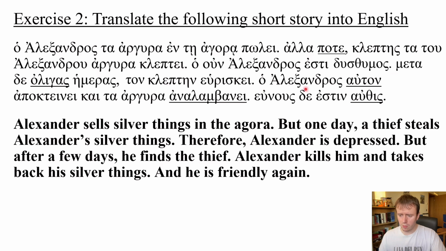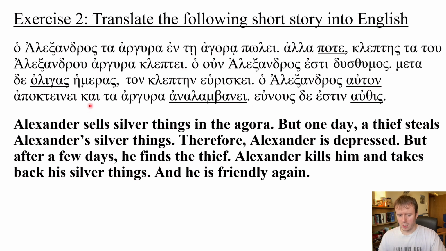Ho Alexandros auton apoktene kai ta argura analambane. Now, this says Alexander, apoktene means kills, auton means him. It's a pronoun that we'll learn more about in the future, but it means him.